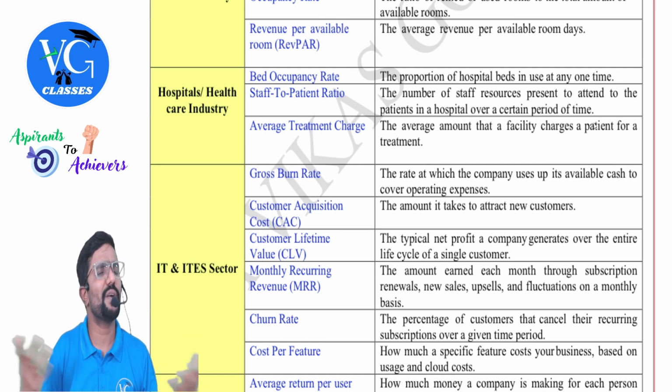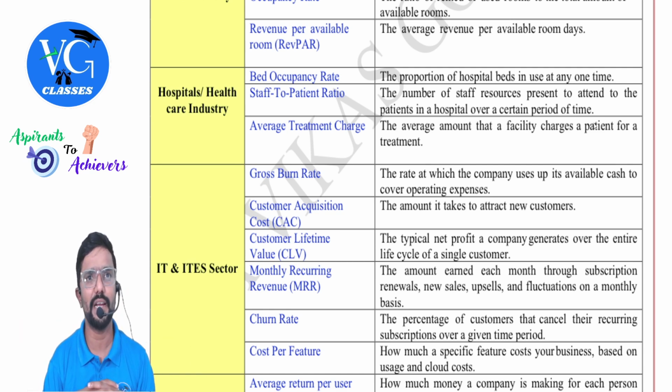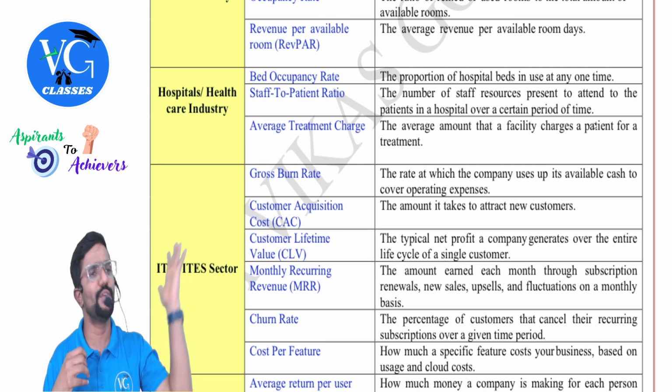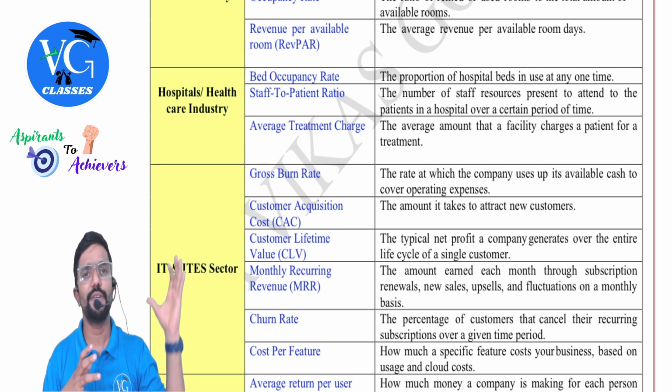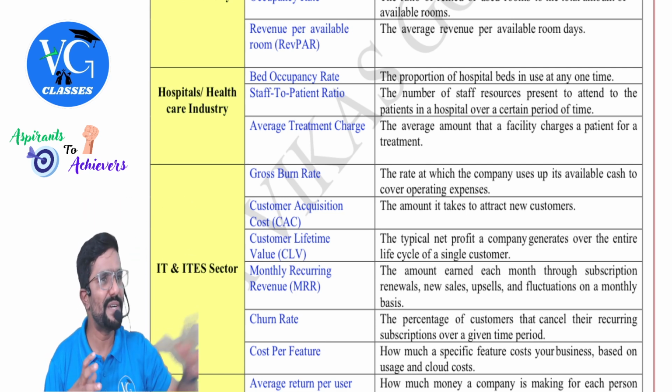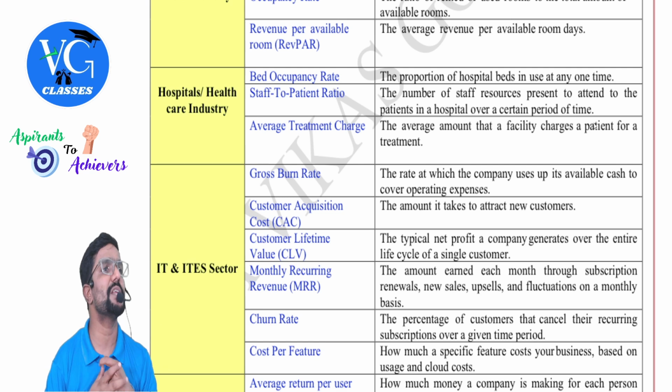Even in production or manufacturing entities, we can calculate it. Assume I am selling a number of units and I want to calculate the average selling price. So divide the total sales by the number of units sold. You will get, on average, what my selling price is.